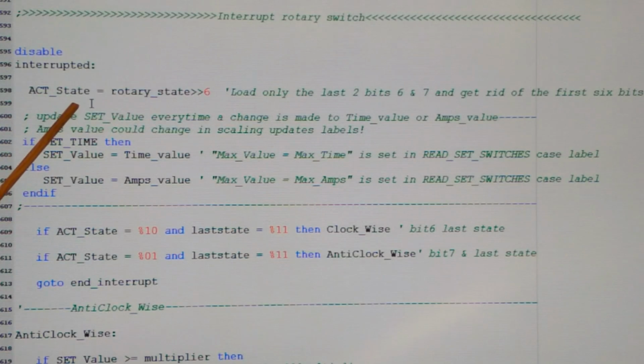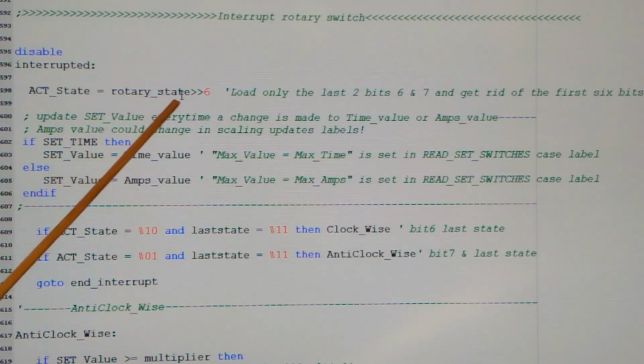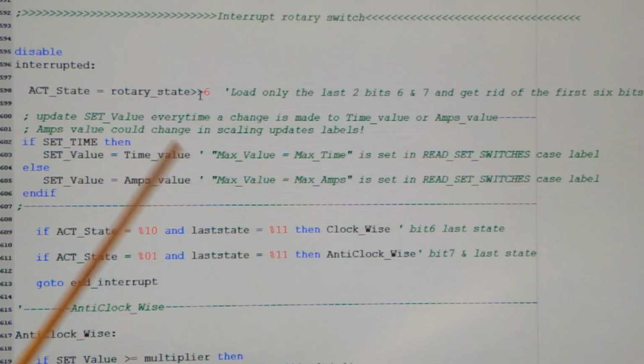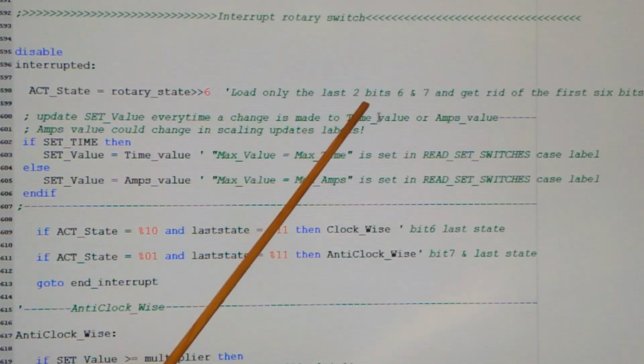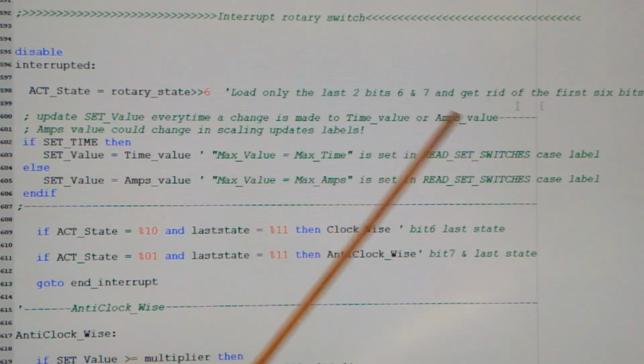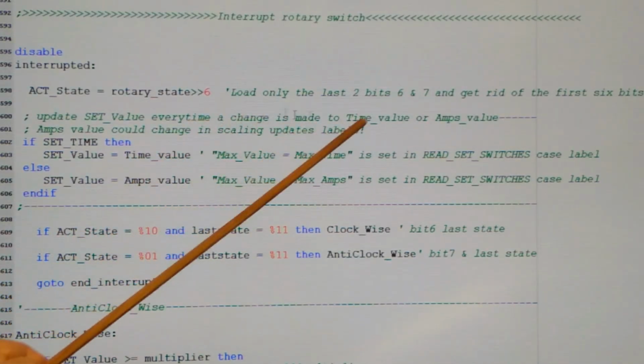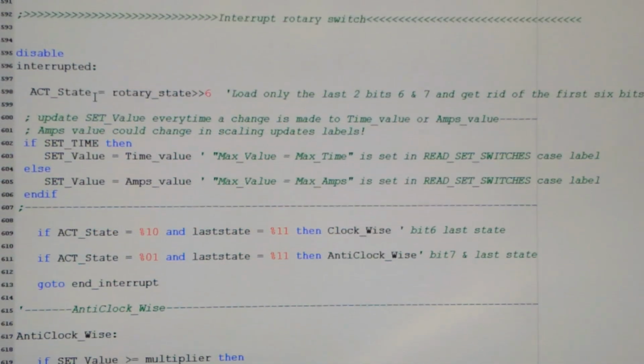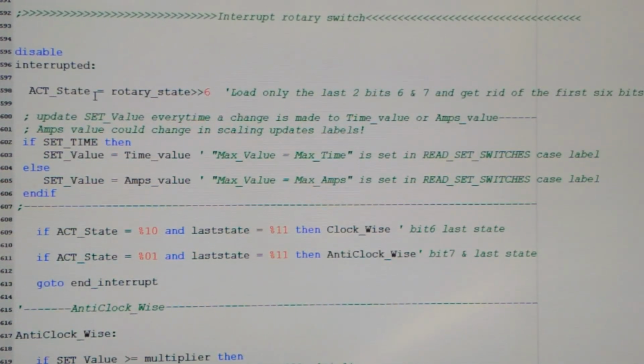The actual state, the rotary state, is done in port B, which is reading the last 2 bits, 6 and 7 of port B. I'm shifting by 6, and then I'm left with the last 2 bits, 6 and 7, of port B. Then I load those last 2 bits into the variable called ACT state, actual state. You can probably use better names than what I did.